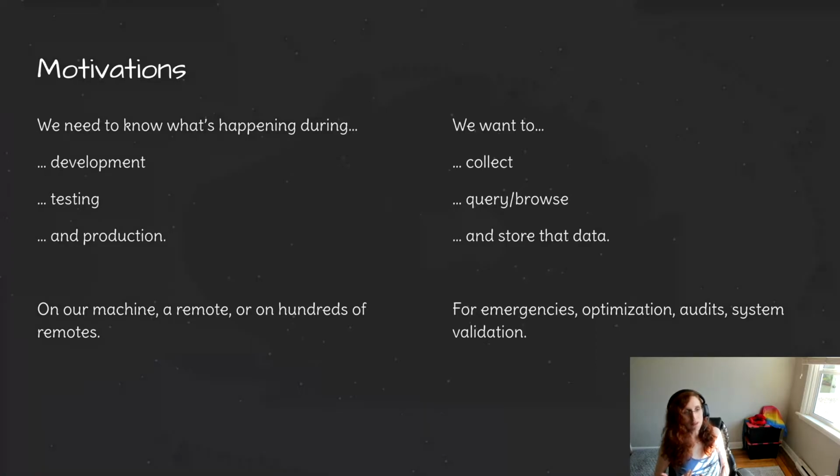It could be for system validation. It could be for doing profiling or optimization. You could have an emergency. Something could catch fire and you could have an unknown state for your system. And in these cases, having good logs and good tracing will help you be able to figure out where your system is and where you're able to take it.